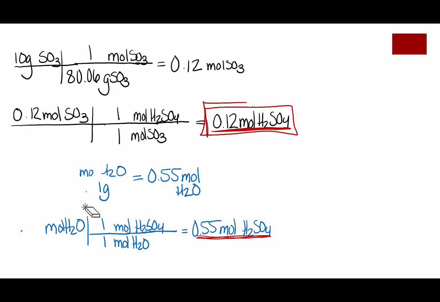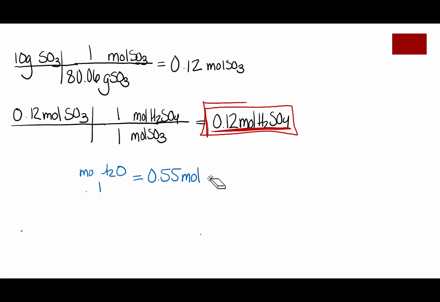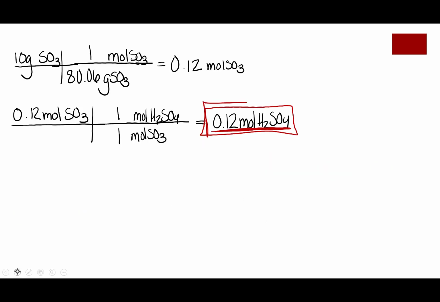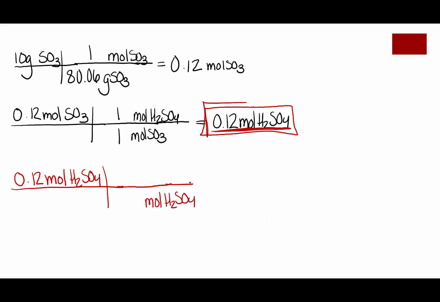I'm going to go ahead and erase this just so I have some room here. So remember, when we pick the smaller number, we're then going to take that one and we're going to finish out our thoughts and go to grams of sulfuric acid. So I'm going to take the 0.12 moles of H2SO4, moles of H2SO4 on the bottom. That cancels. And then we're going to have grams of H2SO4 up here because that's what we're trying to determine.